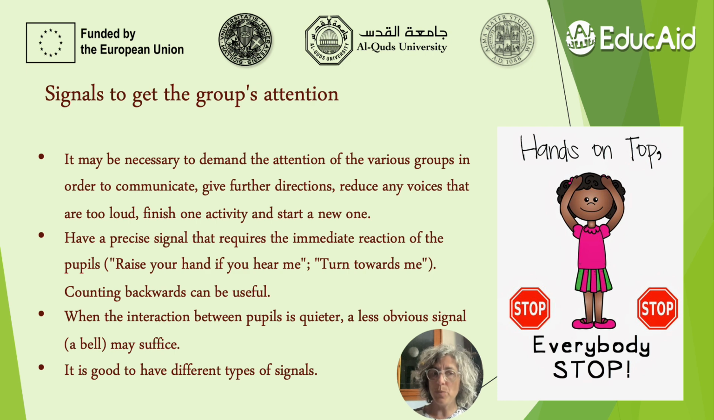When the interaction between pupils is quieter, less obvious signals may be enough, for instance, ringing a bell. It is good to have different types of signals that can vary depending on what we need from our pupils or how loud the situation in the classroom is.